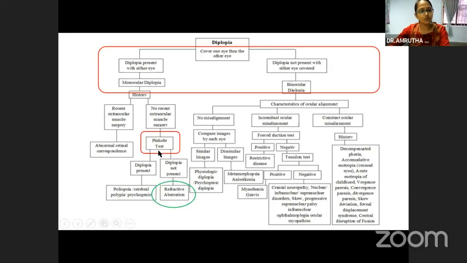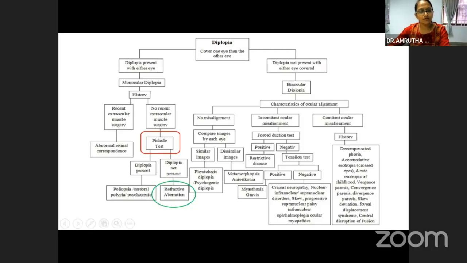A simple test to rule out the most common refractive aberration is to do a pinhole test. Refractive aberrations and a detailed slit lamp examination will reveal the reason why the patient has monocular diplopia, starting from corneal problems like an irregular cornea, lens-related causes, or a macular pathology.